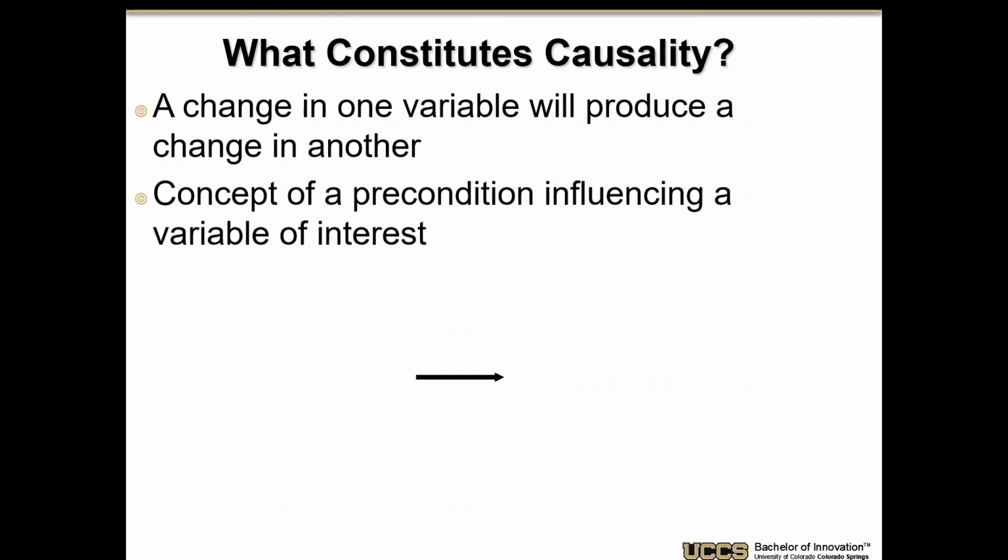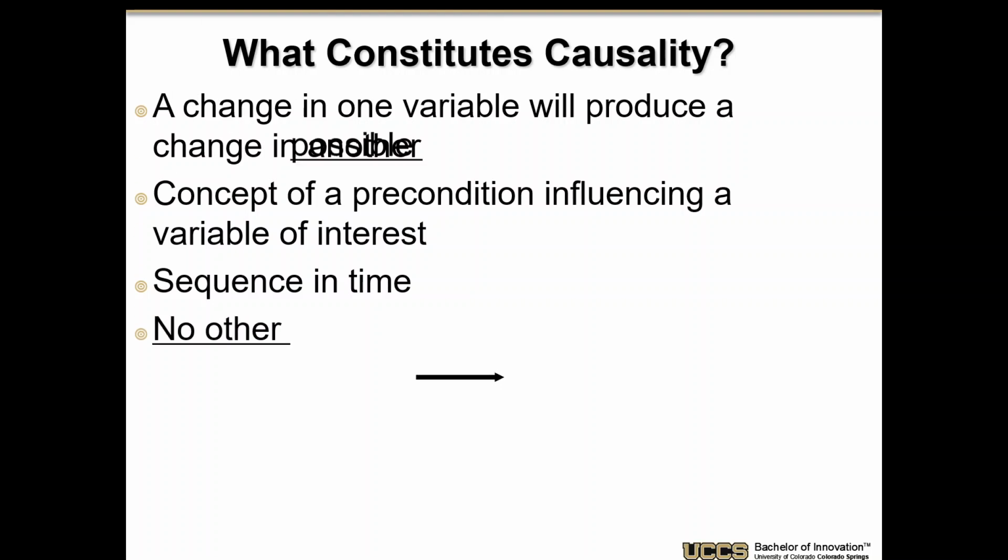So we talk about the concept of influencing a variable of interest. So the drowning, if that's the variable of interest, I have to influence the actual outcome that I'm interested in, not just affect the state. I have to influence the outcome I'm looking for. And there has to be the sequence of time. And importantly, and this is why the effect is too weak, there really has to be no other possible explanation. It's not like I drowned for some other reason and I happen to have ice cream. There's no other explanation.